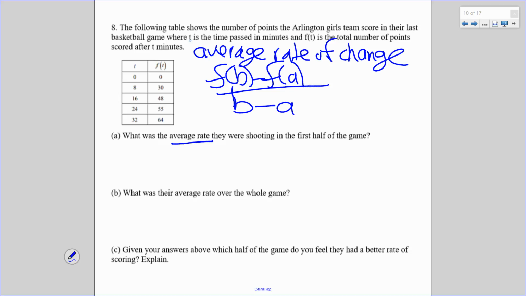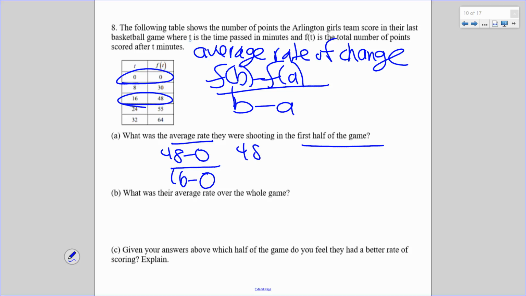Now, the only little twist, the first half of the game is from time 0 to time 16. So f of b and f of a is 48 minus 0. b minus a is 16 minus 0. You can use the calculator to do this. You can use your mathematical abilities. 3 what? This is 48 points over 16 minutes. So it's 3 points per minute. It's a good idea to use units.